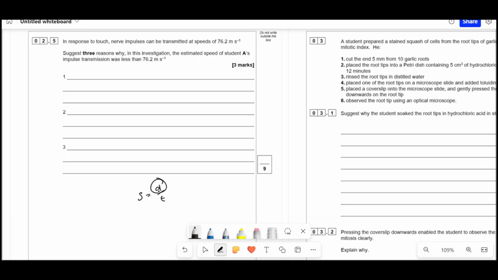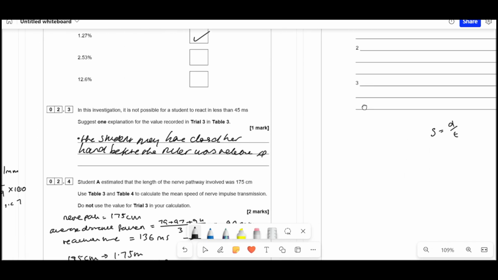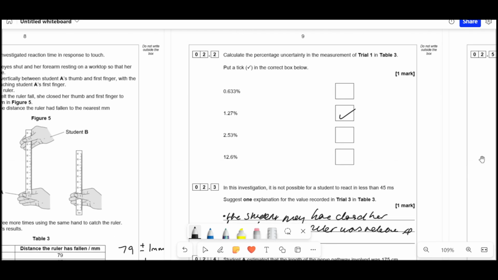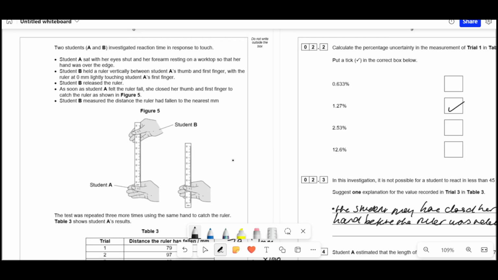So speed can get screwed over by the distance or the time. Now in this case, they've estimated that length. So there's not really anything you could think about with regards to doing estimates of the nerve pathway. It's more to do about what they did in this experiment, because this experiment doesn't say anything about estimating the nerve pathway and how they did it. It just says the student had an estimated value.